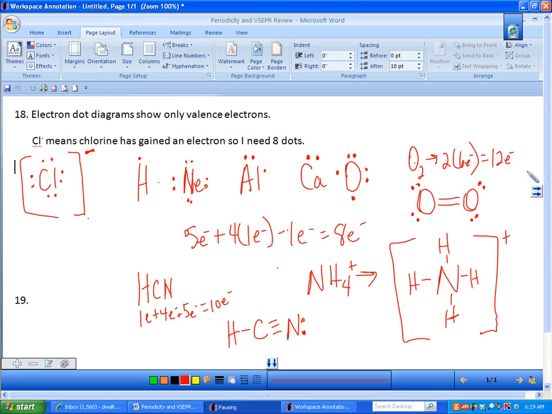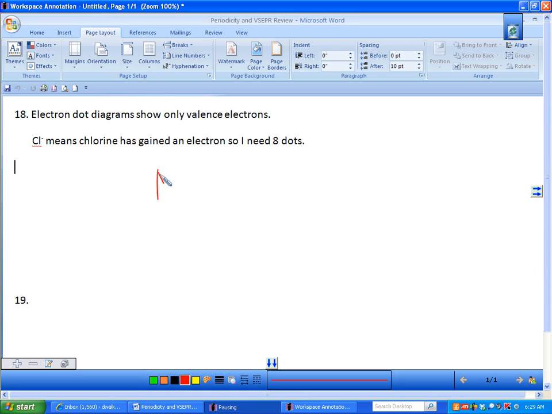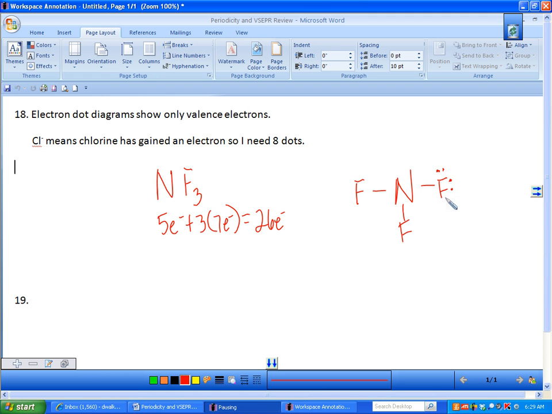So let me erase some of these. All right, NF3. Nitrogen has 5 electrons. I have 3 fluorines, each of them with 7. So that's 26 electrons. So I'm going to put my nitrogen in the middle. Be as symmetrical as possible. There's 8, 10, 12, 14, 16, 18, 20, 22, 24, and there's my 25th and 26th.